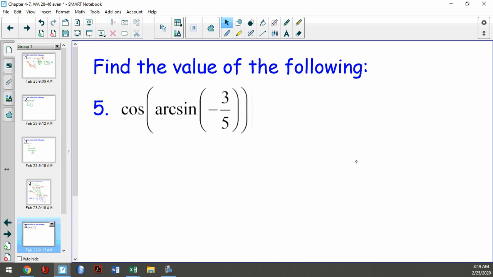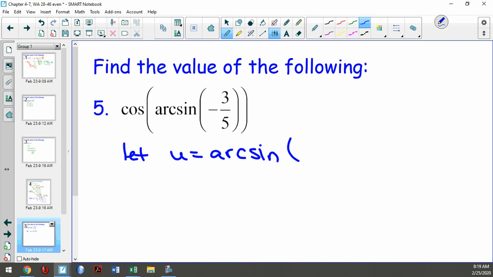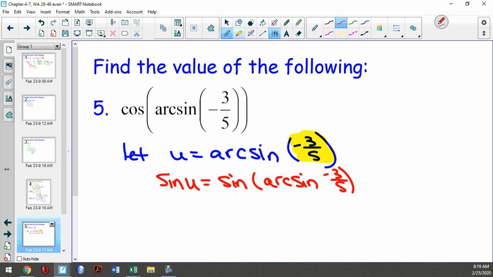Okay, so what do I do now? We're going to let u equal the arc sine of -3/5. How do I get rid of arc sine? You are going to mentally look at this number and say, is that number between -1 and 1? Yes, it is. So therefore, I'm going to take the sine of both sides. And they cancel because it's in the domain of my arc sine, which is between -1 and 1. So I have the sine of u is equal to -3/5.